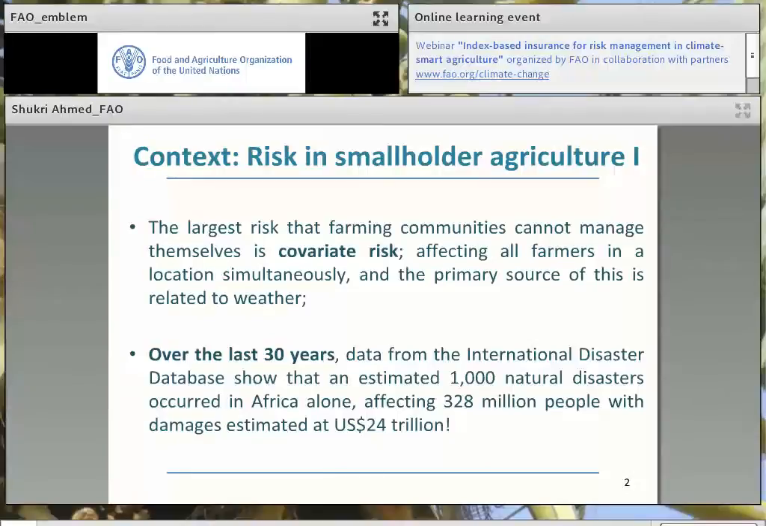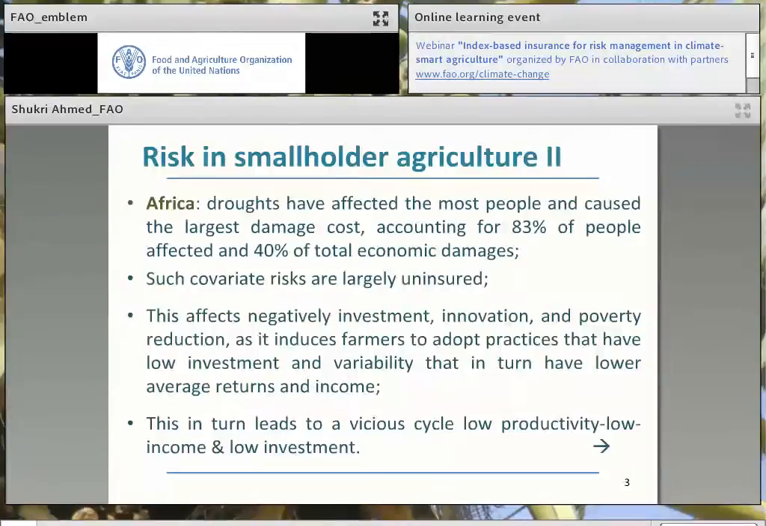Over the last 30 years, we have data, especially in Africa, that shows more than 1,000 natural disasters have occurred. They affected more than 300 million people, with almost 24 trillion dollars in estimated damage to their investment. This is a huge risk that smallholder agriculture is facing. One of the most pervasive of these risks, especially in Africa, is drought, and it affects most of the people, with the largest damage cost to the areas.